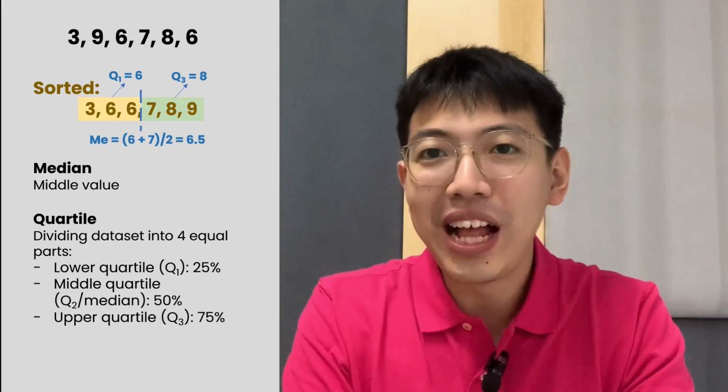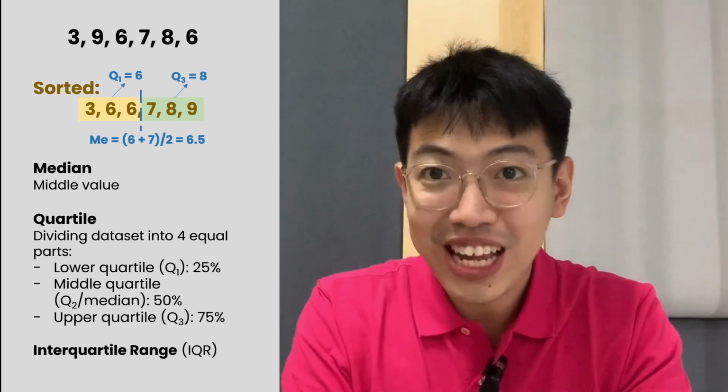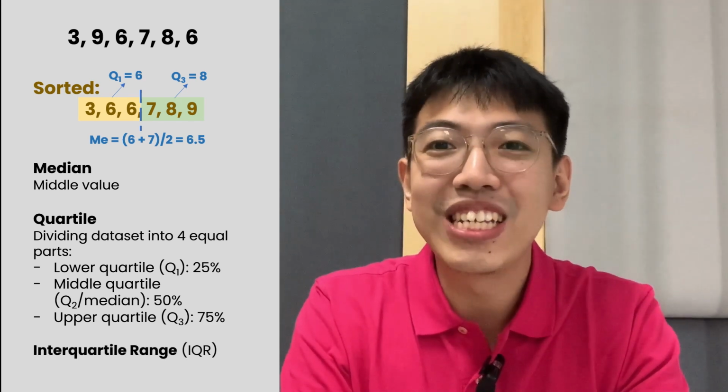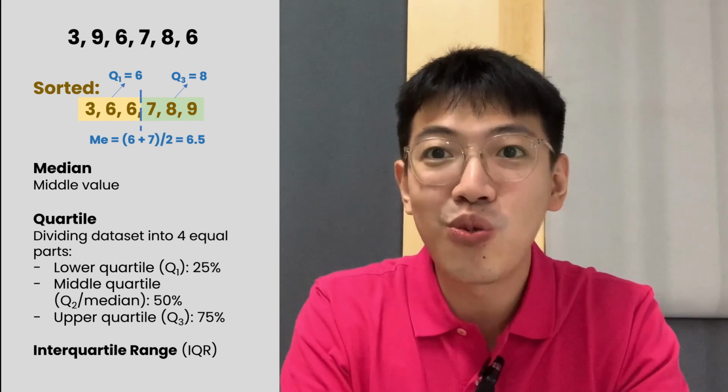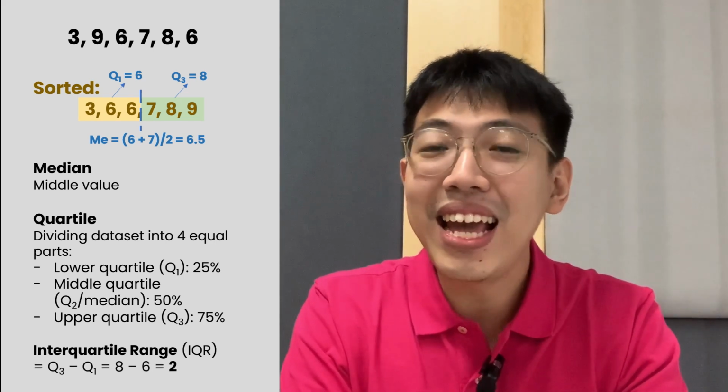Then there is what we call the interquartile range. Interquartile range is the third quartile minus the first quartile. In this case, it is 8 minus 6.